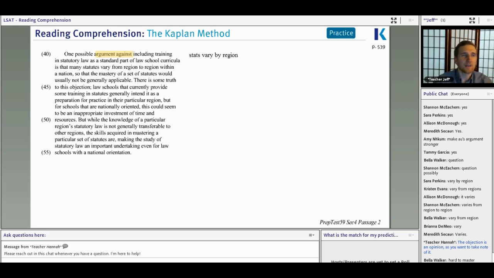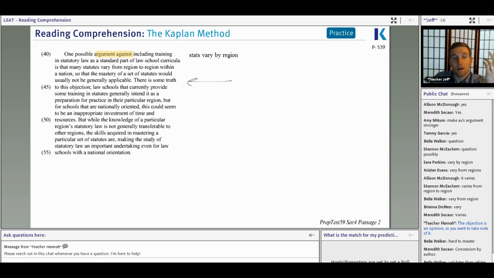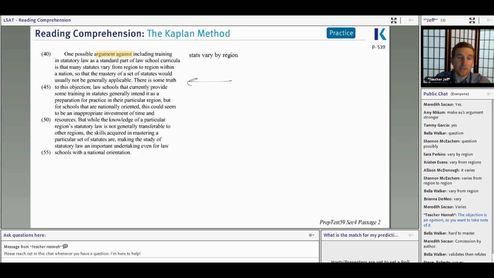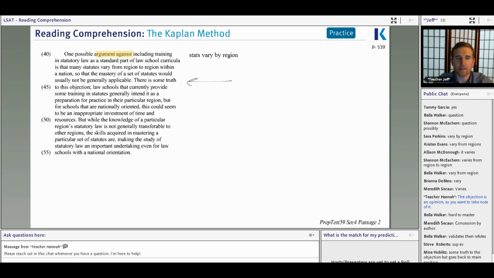Moving onward to our next sentence, what do you notice? What's happening? Oh, the author actually concedes. Yeah, the author validates the argument against by using what words? Mina, thank you so much. The "sum truth," right? Author admits, author concedes ground.